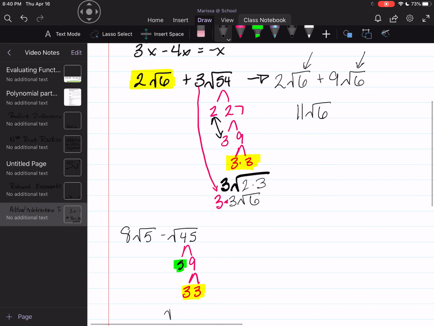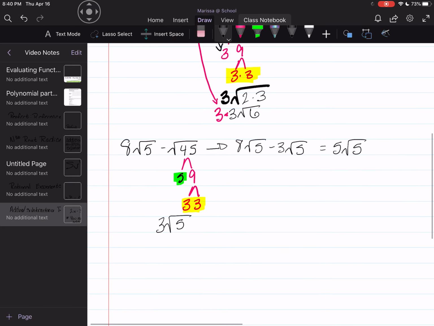So I'm going to change it to 5 with a 3 on the outside. So that means it's going to be 8 radical 5 minus 3 radical 5. 8 minus 3 will give you 5 radical 5. And that's all there is to it. You're going to do the same exact steps over and over and over again. And it's going to be the same kind of deal.